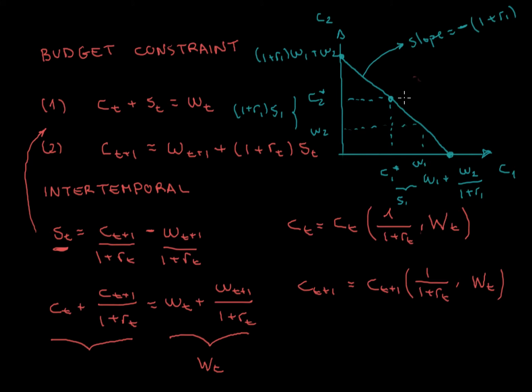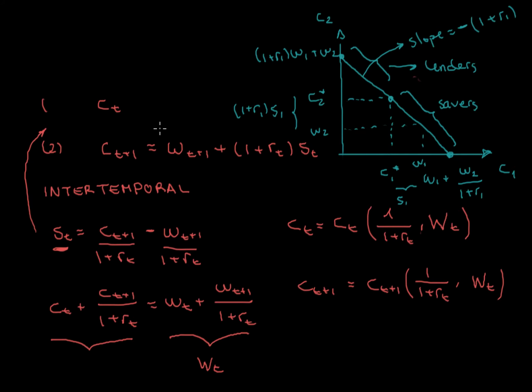Now if we are here, we can identify the consumer as a saver, and here as a lender. So this would be the graphical analysis of this two-period consumption model. Now we have to complement the utility function mentioned before with this budget constraint, or better, with the intertemporal budget constraint. So let's do that now.